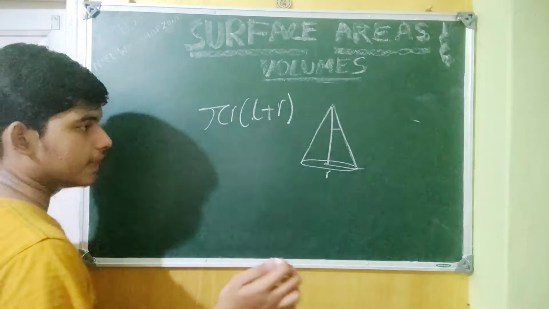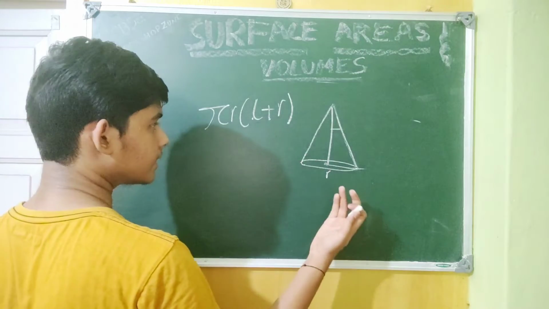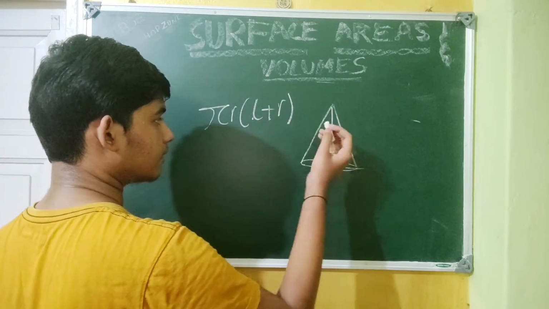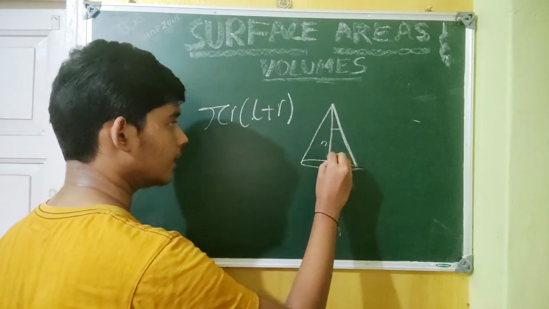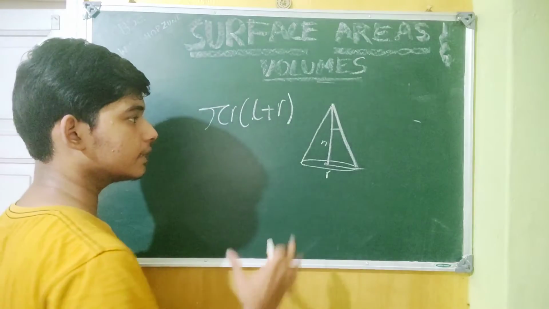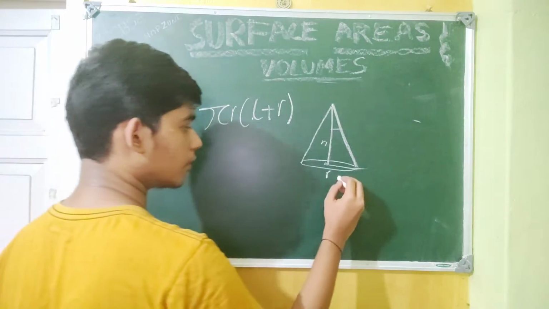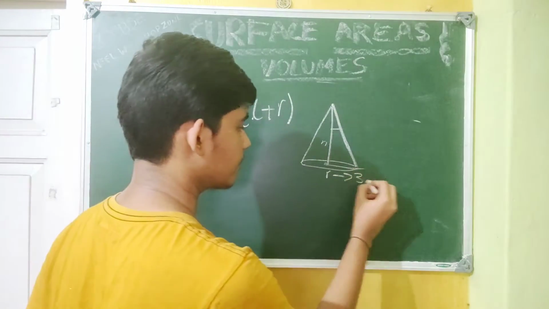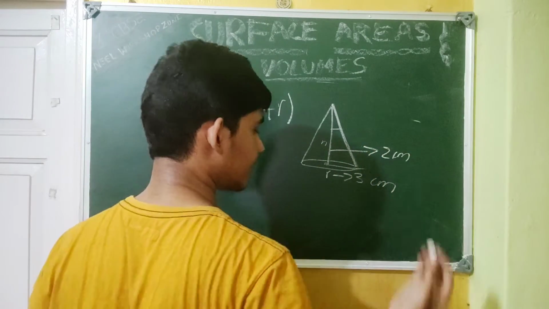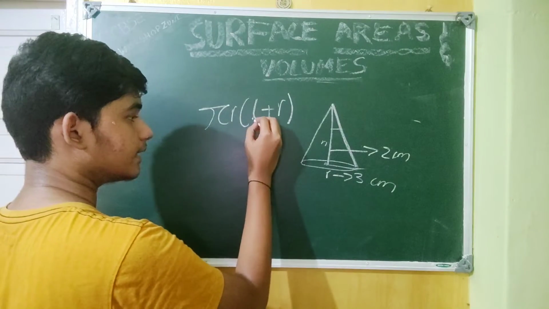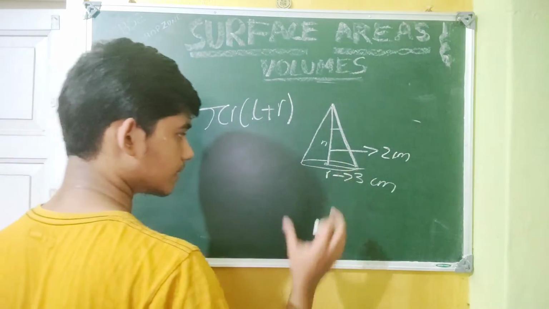But there is something else. Most of the time in the sums, they'll give the radius and the height. But in this formula for finding the surface area of a cone, we need the slant height, not this height. So you might be thinking, how do we find the slant height? For example, in a question, they'll say, a cone has a radius of 3 centimeters and a height of 2 centimeters. Find the surface area. According to the formula, L stands for slant height. Then how would you get the slant height from this question? Well, the answer is simple.